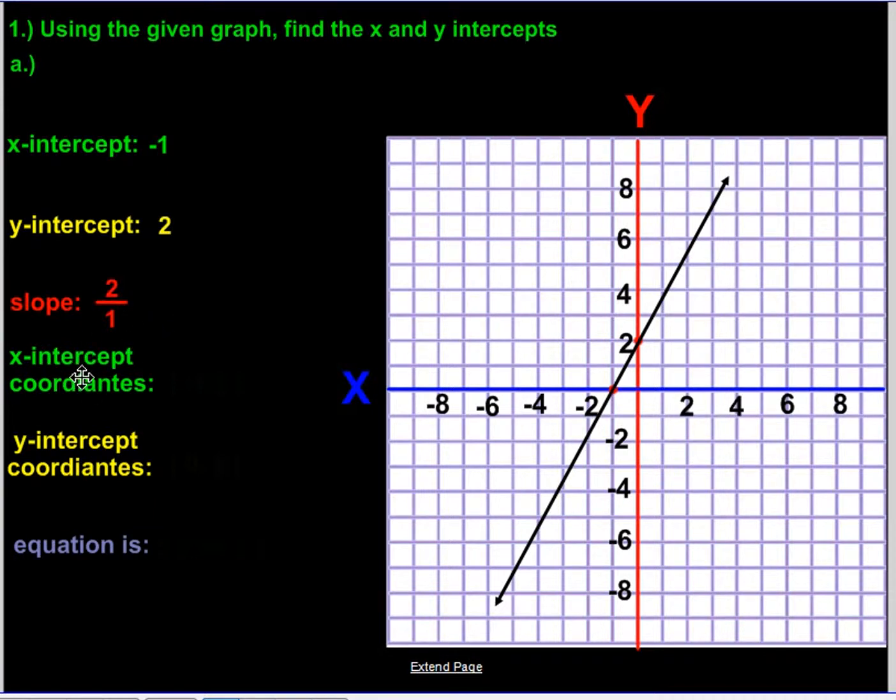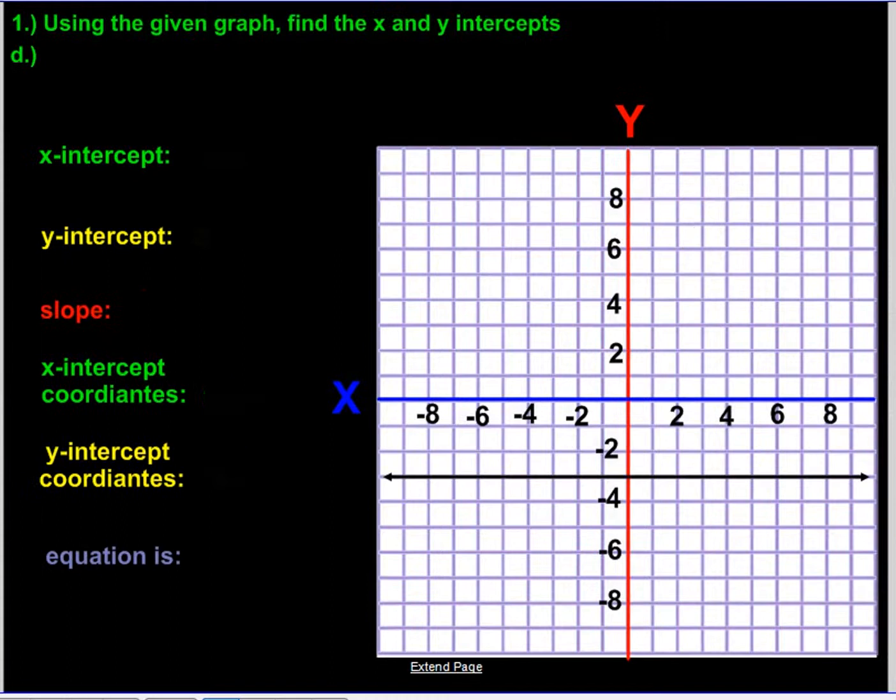And the coordinates for the x-intercept would be -1 and then 0. The coordinates for the y-intercept would be 0 and then 2. The equation for this would be y equals the slope 2x plus the y-intercept, which is a +2.